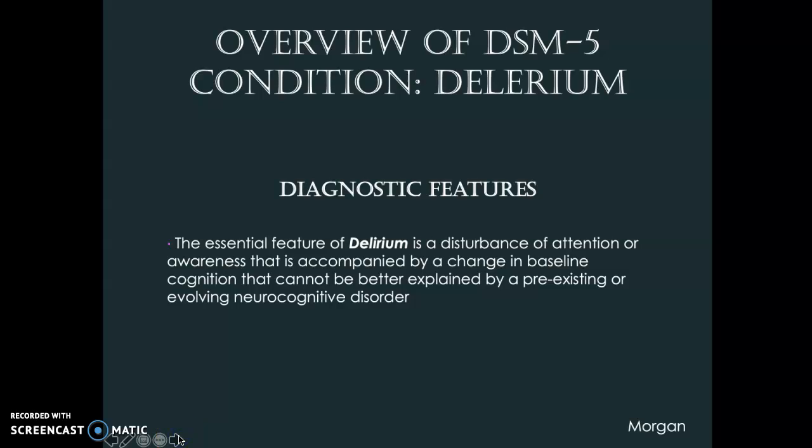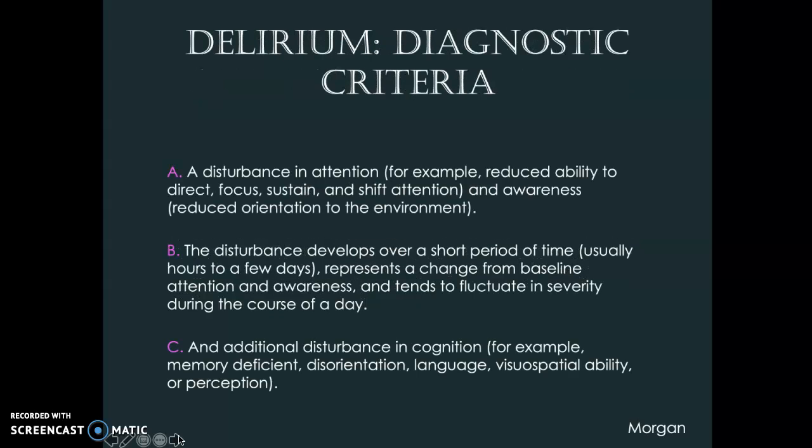Hi, my name is Morgan Foley, and I'll be giving an overview of delirium as explained by the DSM-5, looking at some diagnostic features. The essential feature of delirium is a disturbance of attention or awareness that is accompanied by a change in the baseline cognition that cannot be better explained by any pre-existing conditions or any sort of evolving neurocognitive disorders.